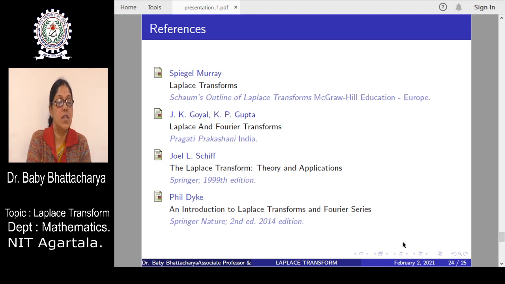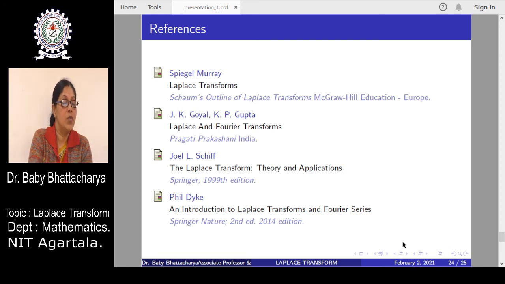To prepare this lecture, I have studied the books Laplace Transform by Schaum's series, Tata McGraw-Hill publisher, and also J.K. Goel and K.P. Gupta, and two others from Springer.